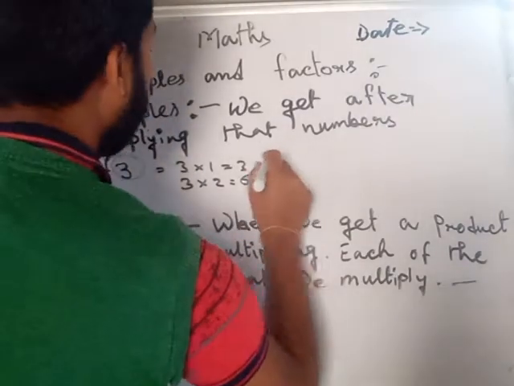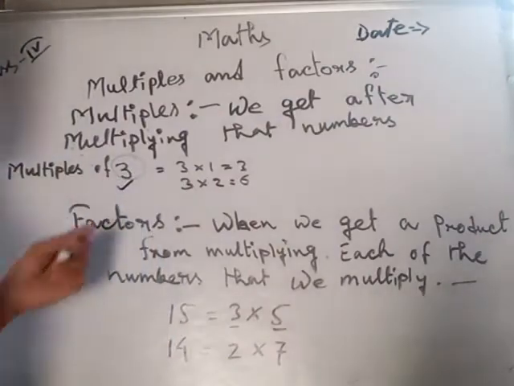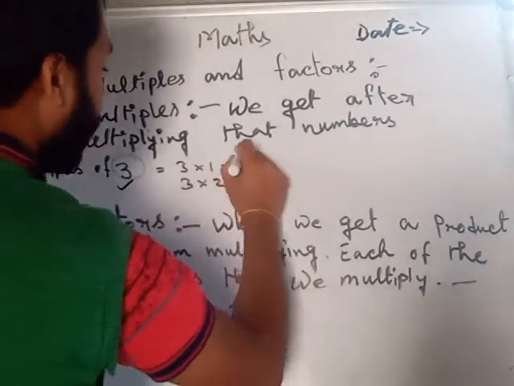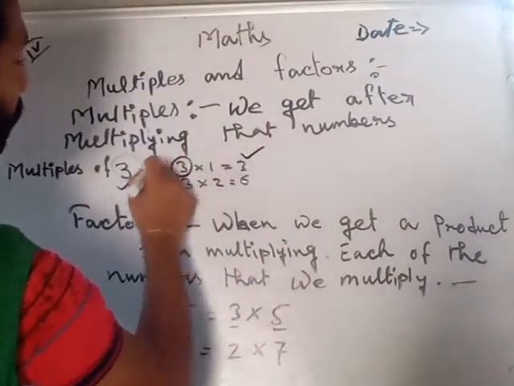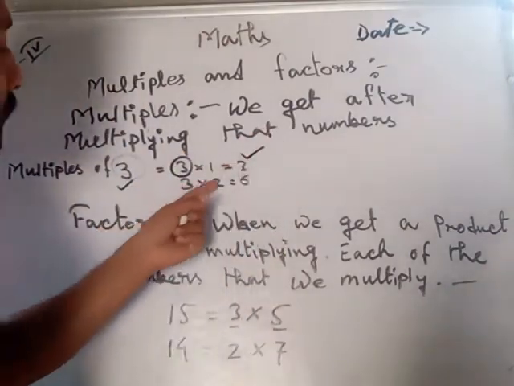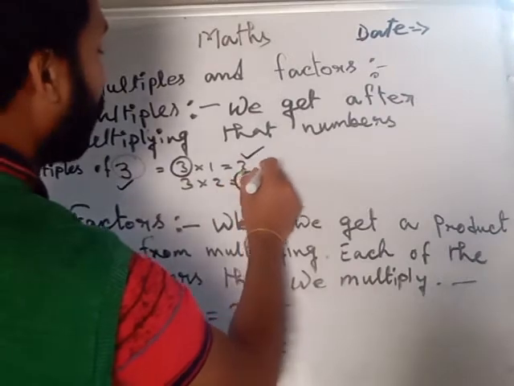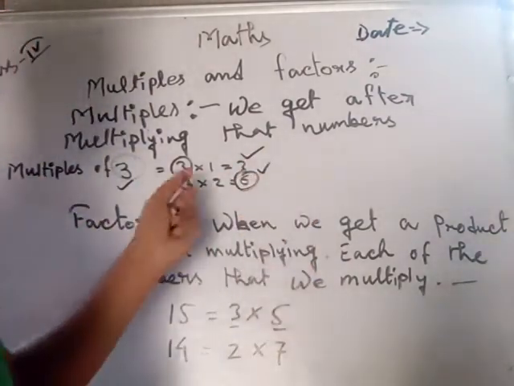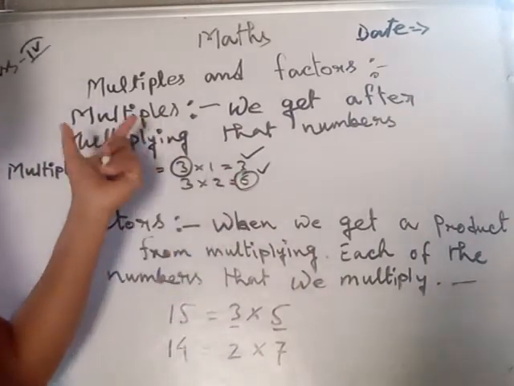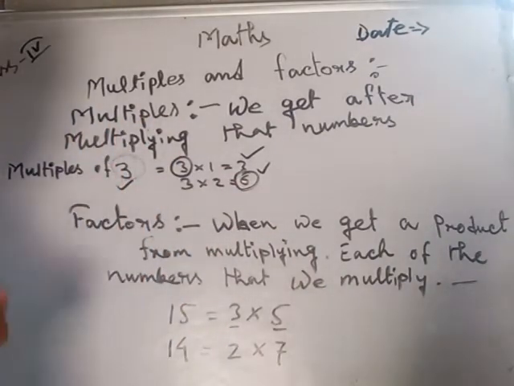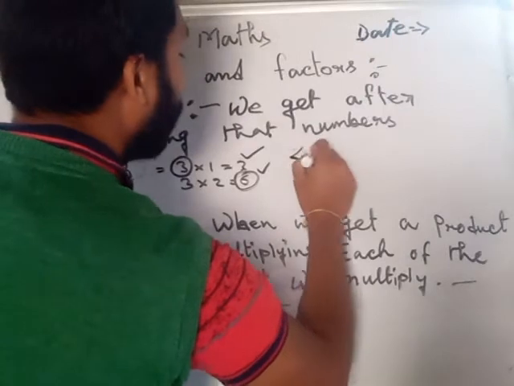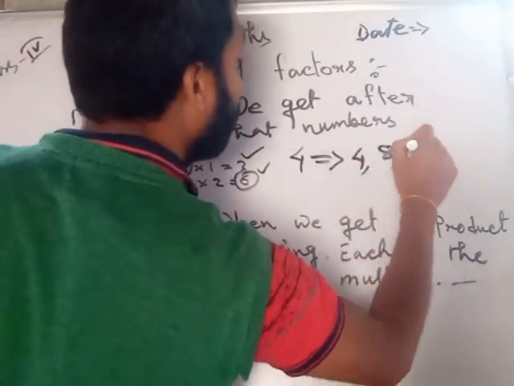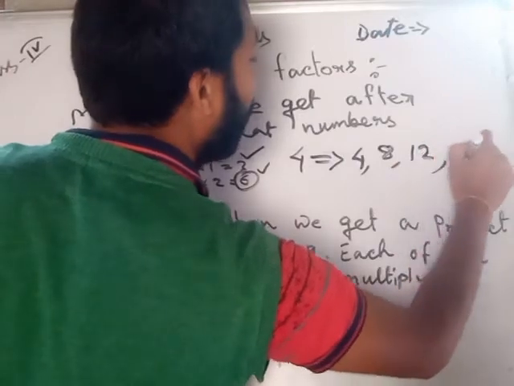Suppose it is 3. If we multiply 3 with 1, that is 3. That means 3 is a multiple of 3. 3 twos are 6, so 6 is also a multiple of 3. That means you count the table of 3, and that is called the multiples of that number. Suppose it is 4. The multiples of 4 are 4 ones are 4, 4 twos are 8, 4 threes are 12, 4 fours are 16, like this.